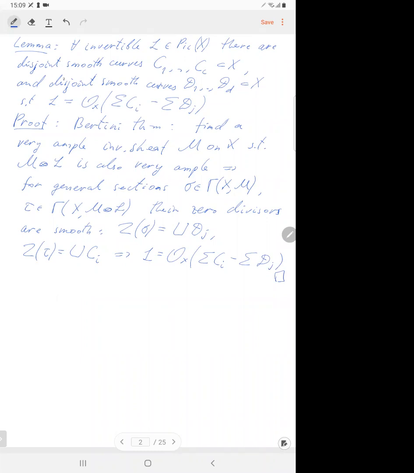Once again, could you please repeat why are they disjoint? Because by Bertini theorem, a general hyperplane section is smooth. So it is a disjoint union of smooth irreducible connected components. Okay, thank you.